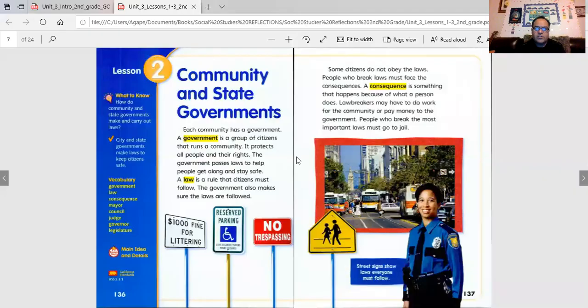In this portion of this video of Governing the People, I am going to be reading Community and State Governments. Hopefully you enjoy this.